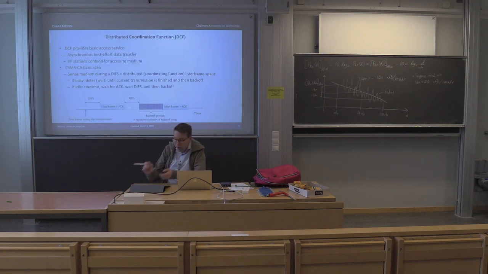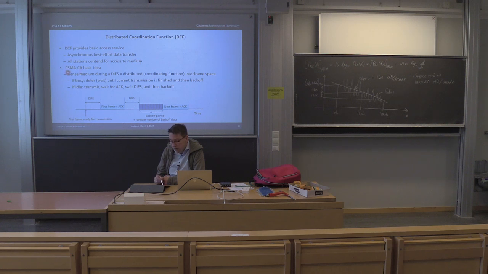So how does this work? The medium access. So we then concentrate on DCF, which is this contention-based service. It provides best effort data transfer. So no guarantees, no reliability. It tries to do its best, but no guarantees. All stations contend for the access to the medium.